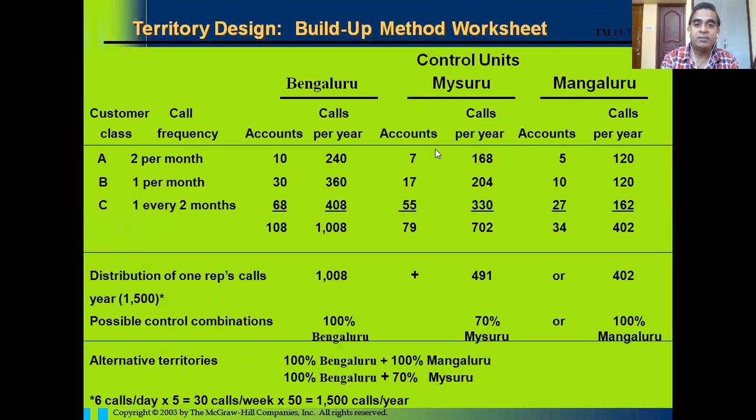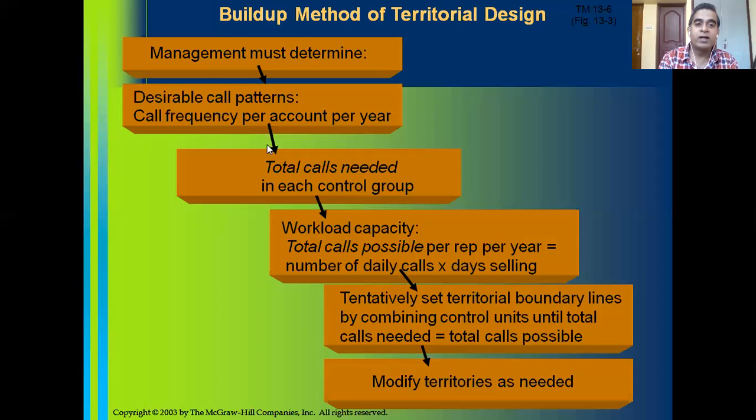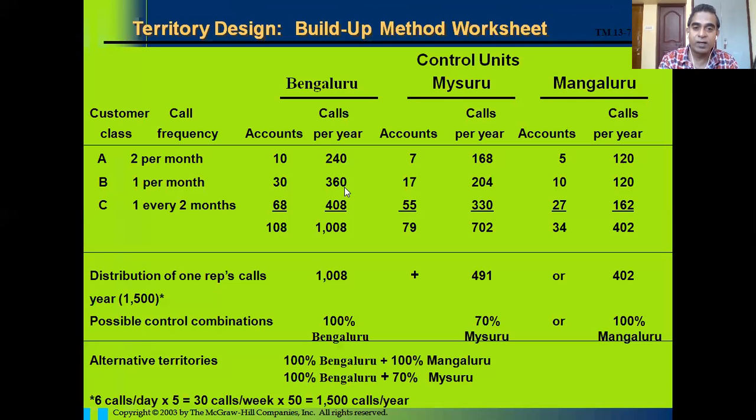Same way, one more I'll explain. I will not go for Mangaluru. Those who have not paid attention, pay attention now. What we are learning now is how a company identifies the total calls needed in each control group. Control group is nothing but control unit or geographical territory: Bengaluru, Mysore and Mangaluru. How many total calls are needed? So now we'll do it for Mysuru. There are 7 A class customers in Mysuru, so 2 calls per month.